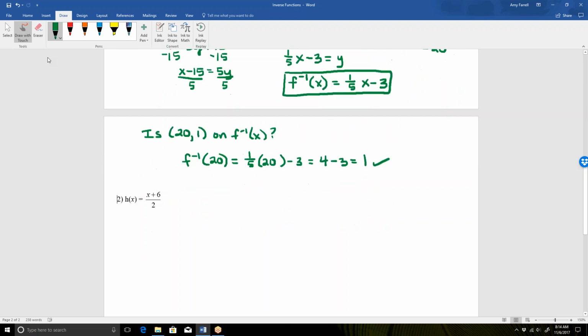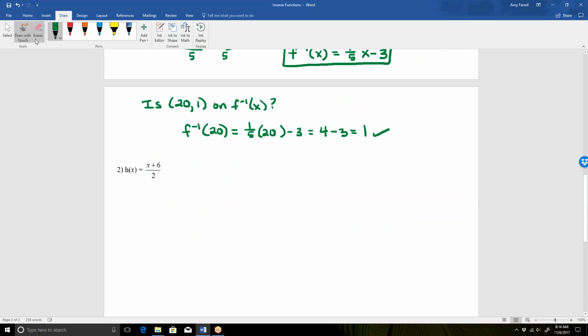Okay, let's see another one. So we have h of x equals (x plus 6) over 2. So step 1 is to replace f of x with y. Now in this case we have h of x. So same thing though. So we're going to just make this y equals (x plus 6) over 2. Then we swap the positions of x and y. You take nothing with them. And then we solve for y in its new position.